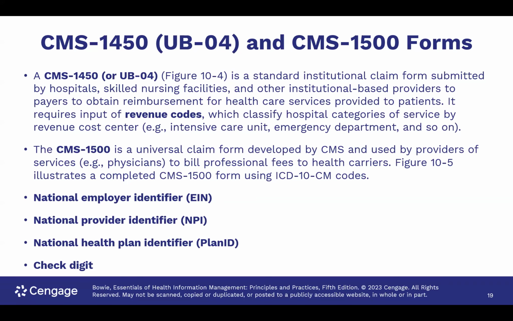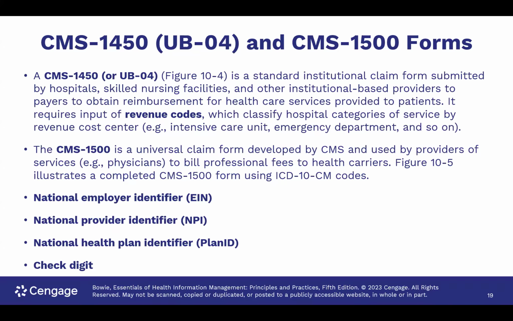Okay, we covered the UB04, otherwise known as the CMS 1450, and you can think of that as a claim form that's used for hospitals, SNFs, and anything else that's facility based, institutional based, right? And it also requires revenue codes. And these revenue codes classify what kind of institution this is, right? So is it intensive care? Is it emergency department? And so on.